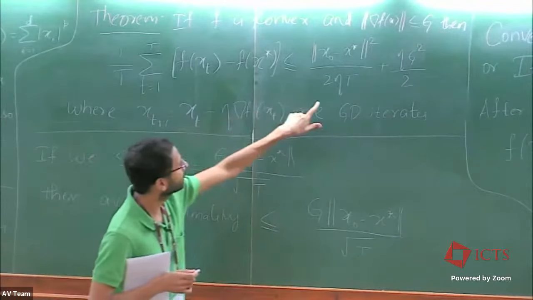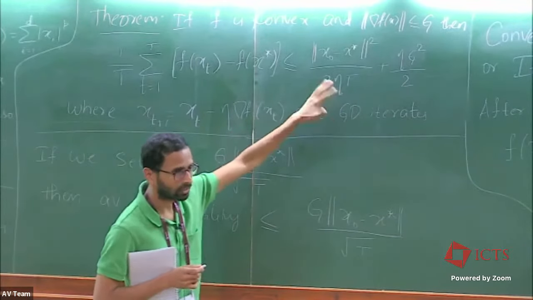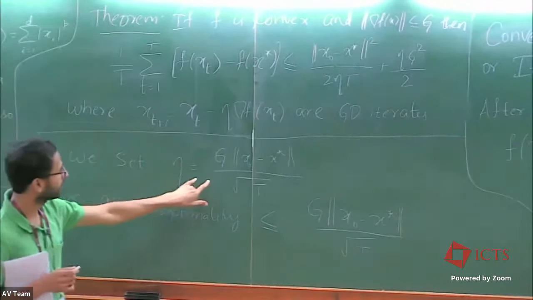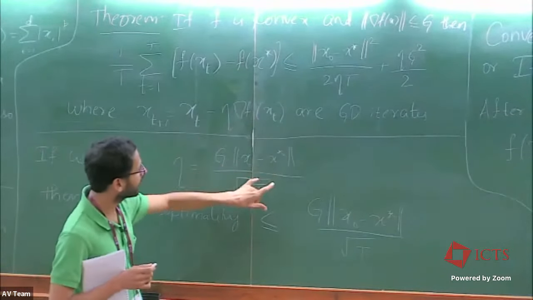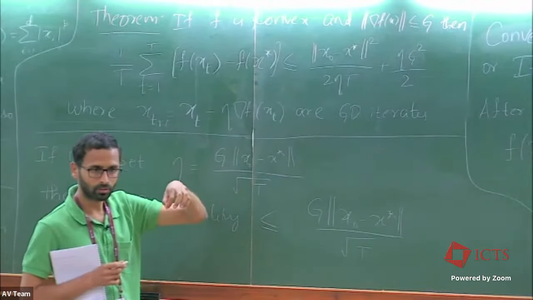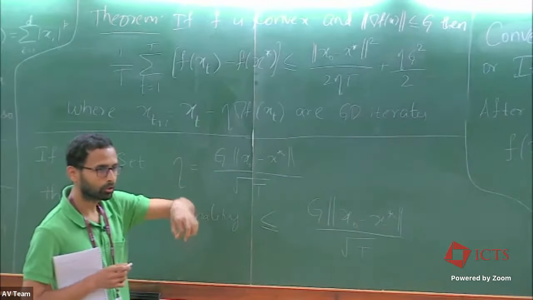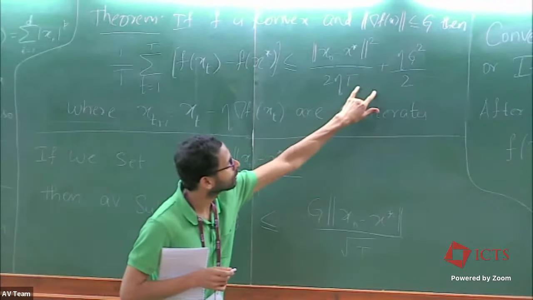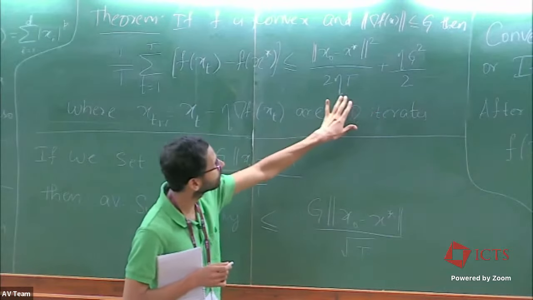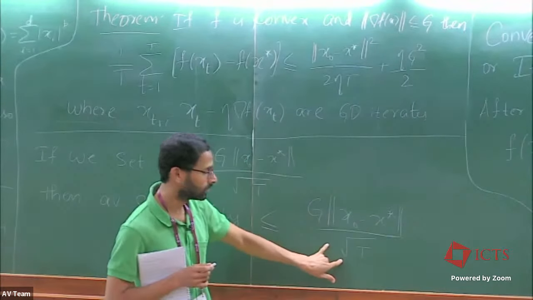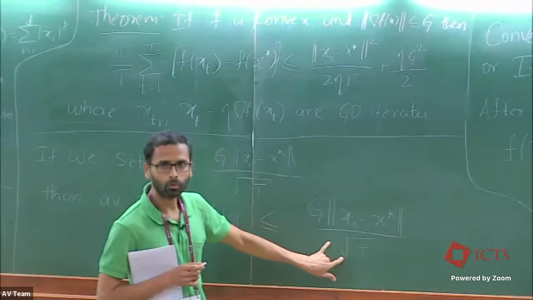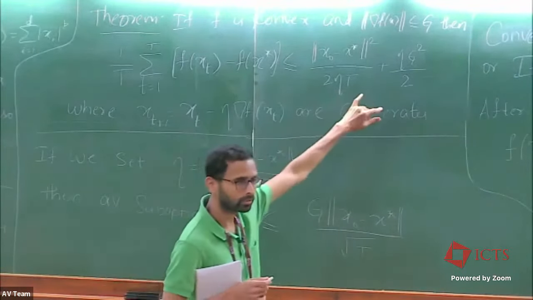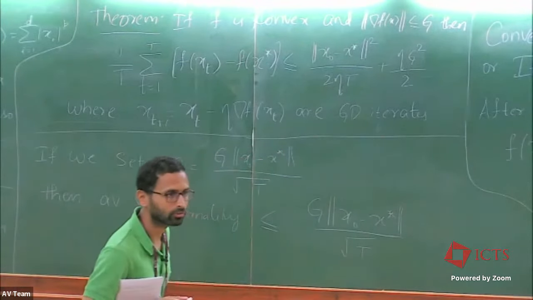For the right-hand side, we have the step size parameter, which we have not set, which is a parameter in the algorithm. If we set that parameter using g, the bound on the gradient, and the norm of x0 minus x star, the distance from the initial point to the optimum point, divided by square root of t, we can substitute this eta here, and it simplifies to this quantity, which goes to 0 as t goes to infinity. We can choose the best eta that minimizes this.